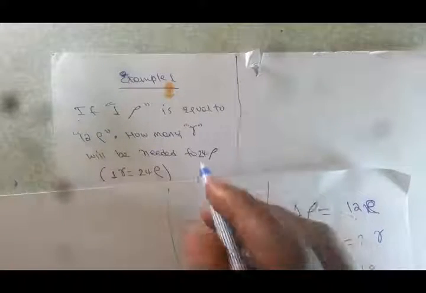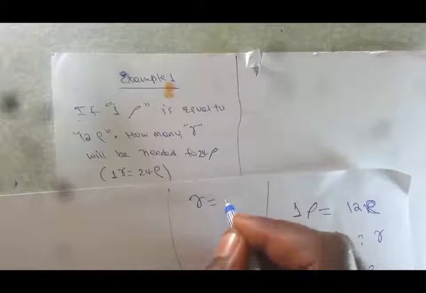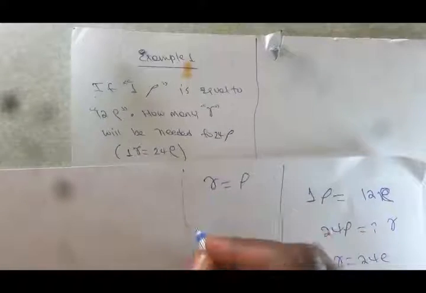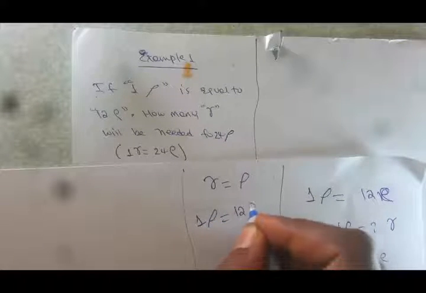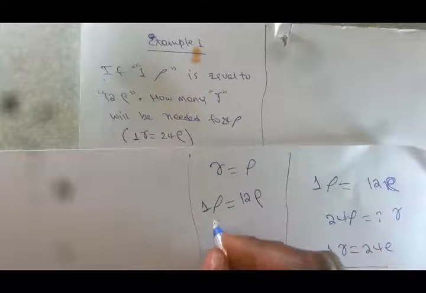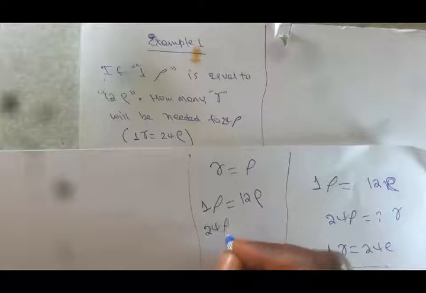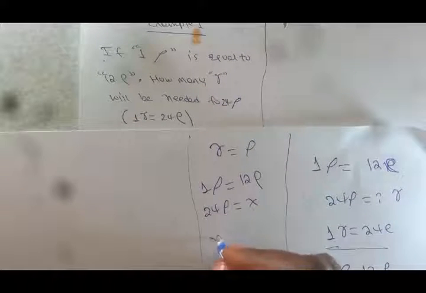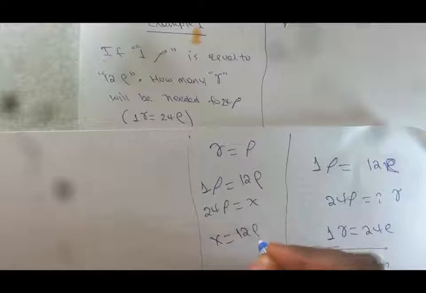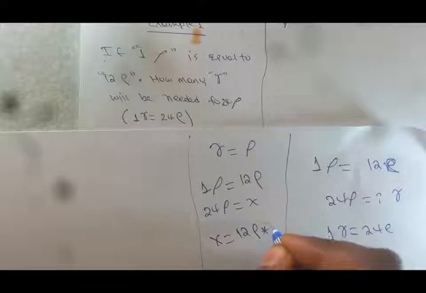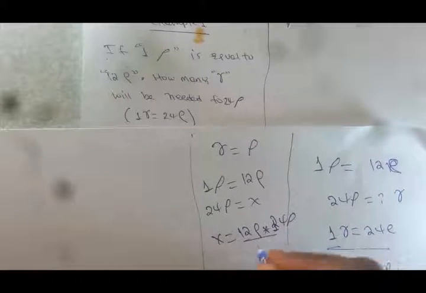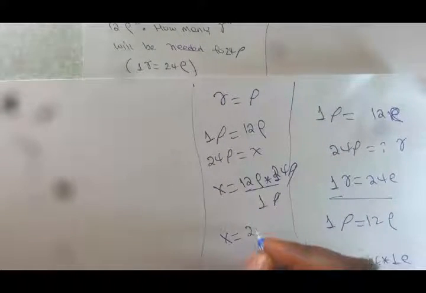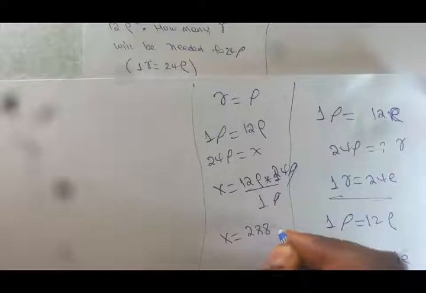But we are asked to find rho in terms of phi. First, we are given 1 P is equal to 12 rho. Therefore, 24 M is equal to X. First, X is equal to 12 P times 24 rho over 1 rho. Therefore, this will be cancelled and X is equal to 288 P.